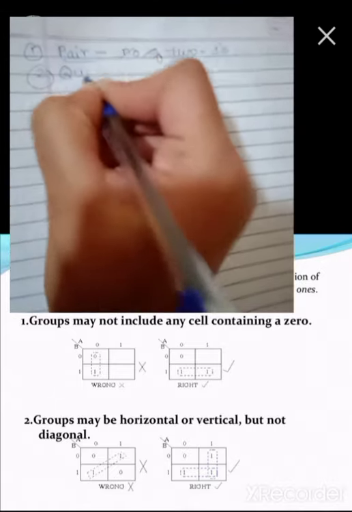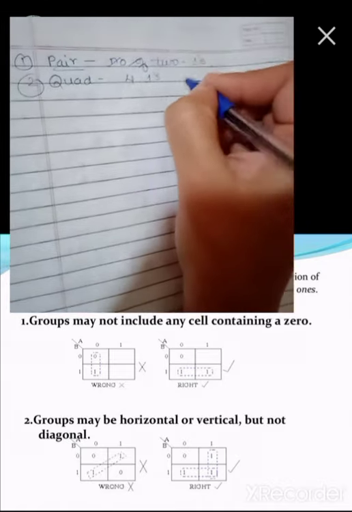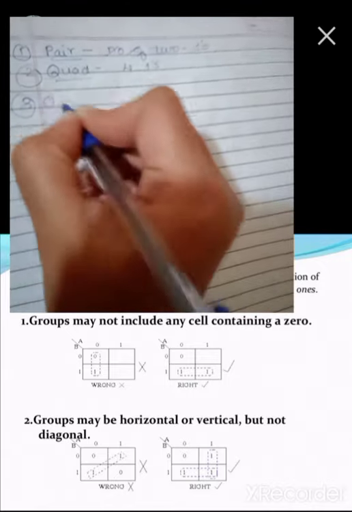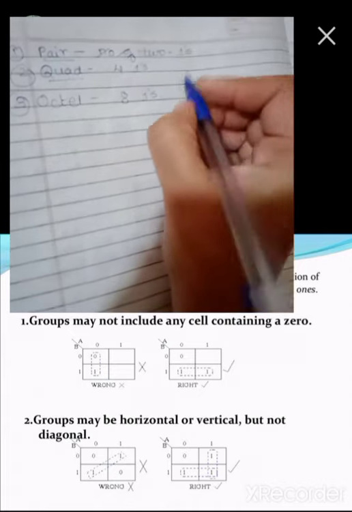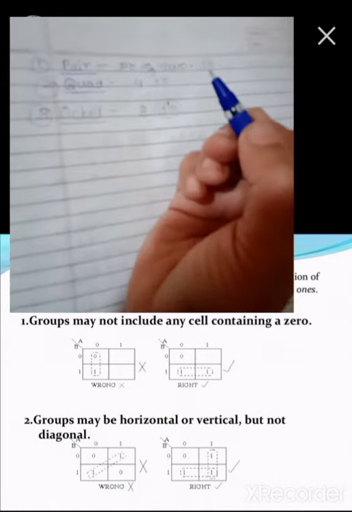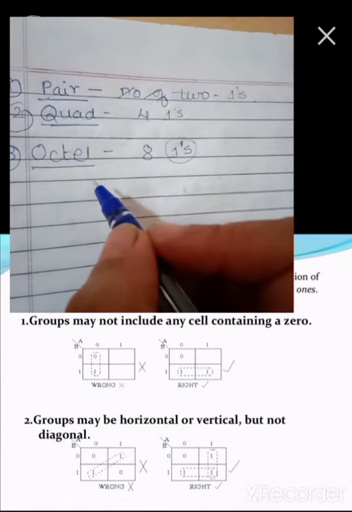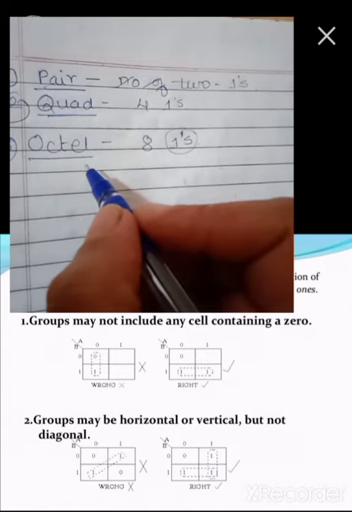Then quad means four ones we are grouping together is called a quad. And the third one is octet. Octet means 8 ones we are grouping together is called an octet. So these are the three ways of grouping: pair, quad, octet. Pair means two ones, quad means four ones, and octet means 8 ones grouped together, right? So this is the way of grouping.